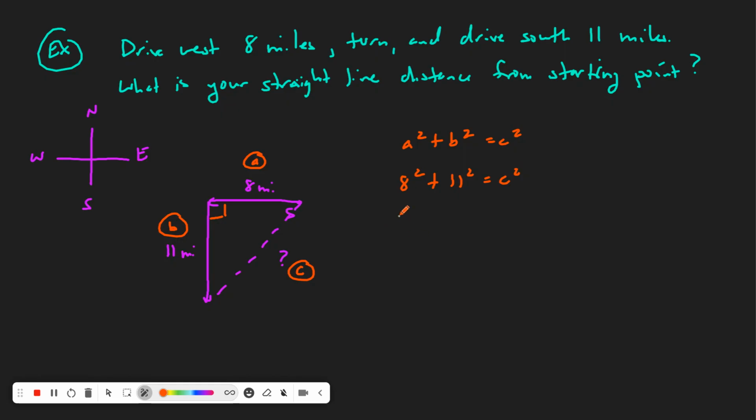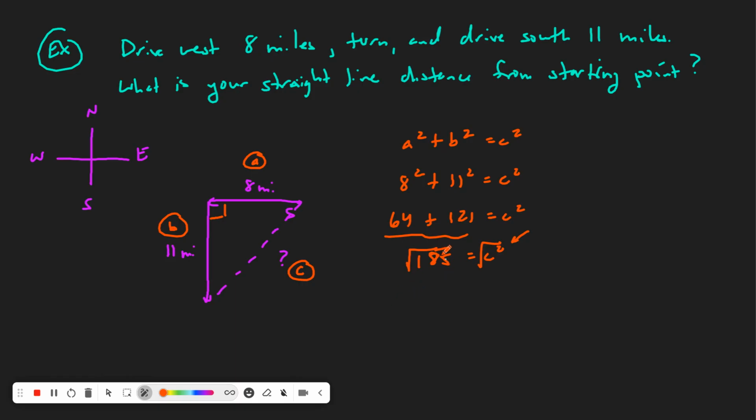Okay, so I'm going to square 8 to get 64, square 11 to get 121. I'll add those together to get 185, and that is what c squared equals. And now we need to get rid of this squared. And in order to get rid of that squared, you don't divide by 2, which is the big misconception.